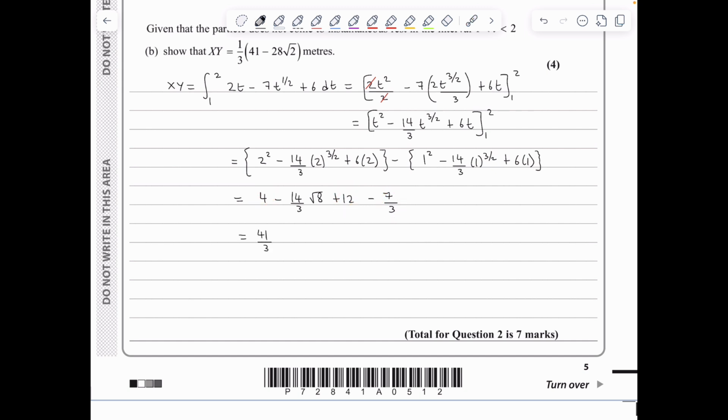And then I'm going to split the root 8 into root 4, root 2. And obviously root 4 is 2. So we're looking at 41 over 3 minus 28 root 2 over 3. I will proceed in factoring out the third. So we're looking at the third brackets 41 minus 28 root 2 meters as required.